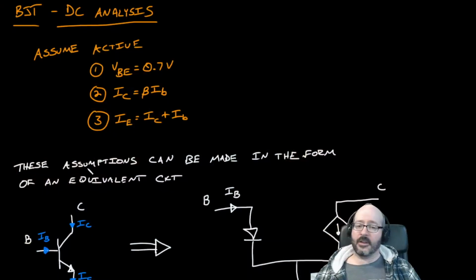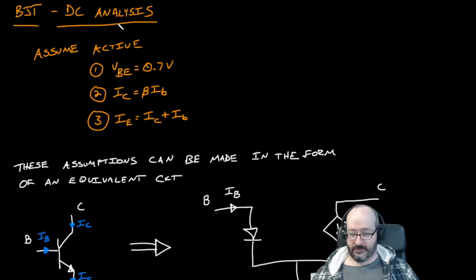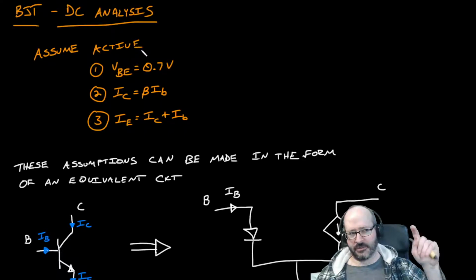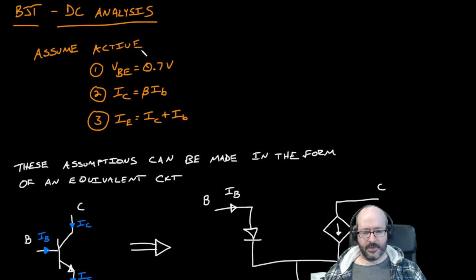More often than not, what we choose to do is make some linear assumptions, and we use those linear assumptions to perform either mesh or nodal analysis. Let's take a look at how we do that. All right, so when we start out doing DC analysis, we're going to assume that we're in the active region. Okay, that's the first of 4 regions, 3 of which are kind of the most important.